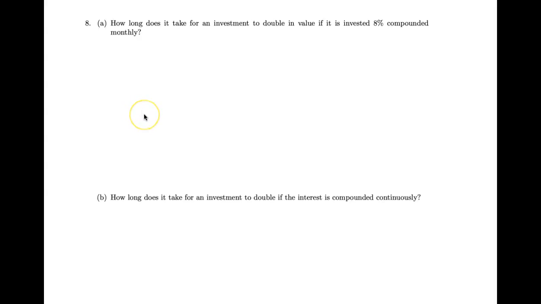Hey everybody, good job hanging in there. This is a long section, so we just have a couple more problems to look at.